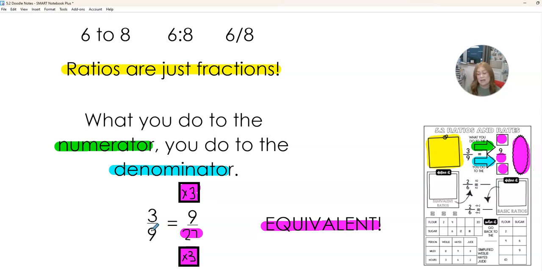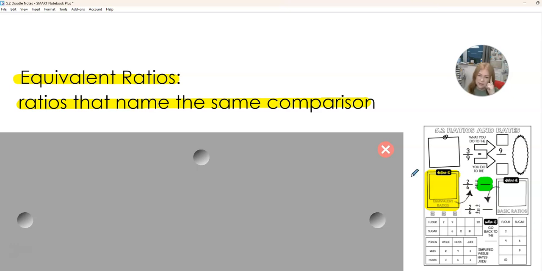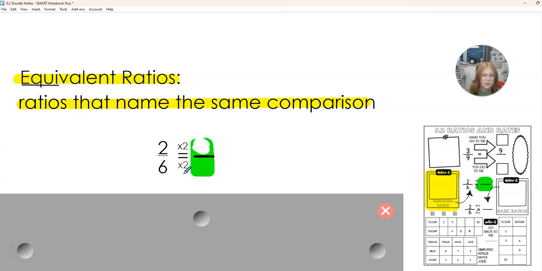So we're going to be practicing making equivalent ratios and rates here. So make sure you have that top part filled out there. An equivalent ratio is a ratio that names the same comparison, just with different numbers. So we just did one here, 3/9 and 9/27. Those are exactly the same. They're the same comparison. They are equivalent, right? Equal. You can hear that word equal in equivalent. Okay, so sorry, I had a little mistake there.